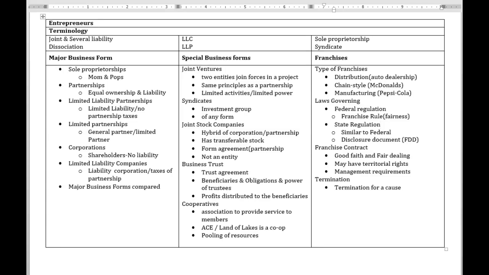Good morning. Here we are for Good Gosh. Try to say those together. It comes out Goosh. We're looking at chapter 19 and entrepreneurs.